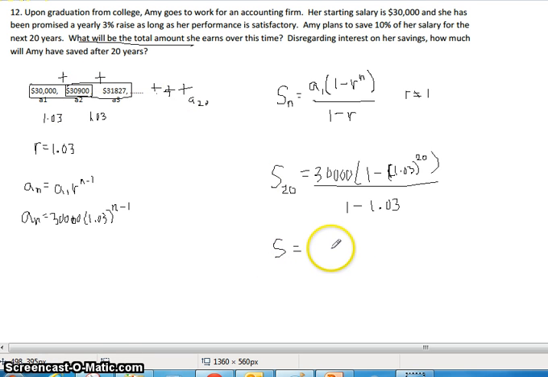And it turns out to be $806,111.23. So over the course of 20 years, that's how much money she will have made. And then if she saves 10%, we'll take 10% of that because we're not taking into account interest. So that's about $80,000 that she will have saved by saving 10%.